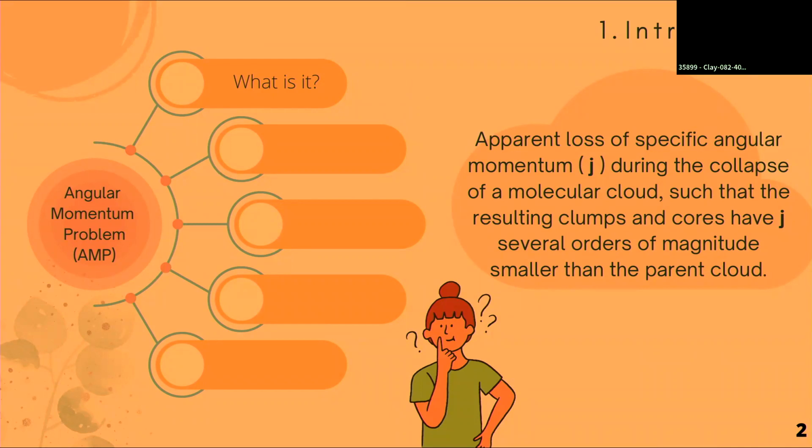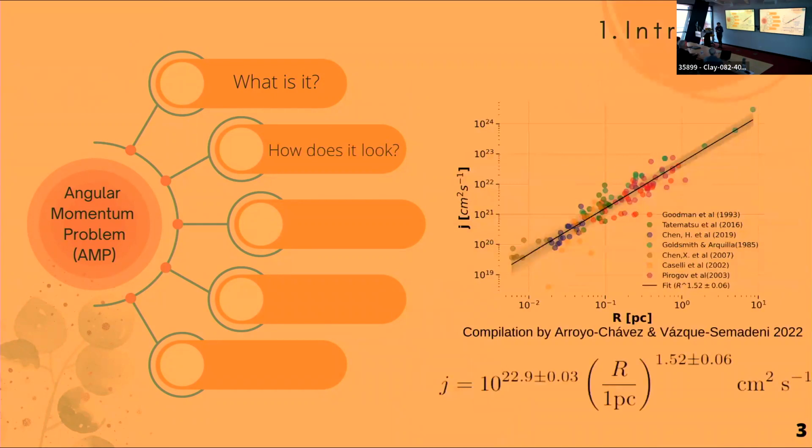How does it look in the observations? Well, if you plot the total specific angular momentum for different structures versus their radius or size, you will get this, where the larger structures at the top right have a value of little j several orders of magnitude greater compared to the small cores at the bottom. And typically, little j goes as the radius to the 1.5.